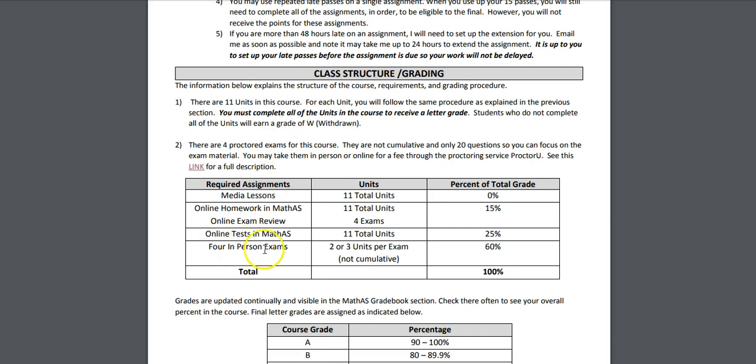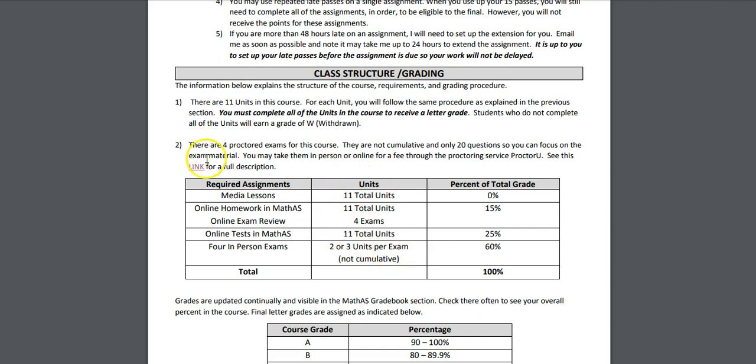So the 4 in-person exams, the first one is on units 1 to 3, then 4 to 6, 7 and 8, and then 9 through 11. So we used to have all of 1 through 6 as one test, and then all of 1 through 11, the entire course as a final. What we're doing now is partitioning the material into smaller chunks.